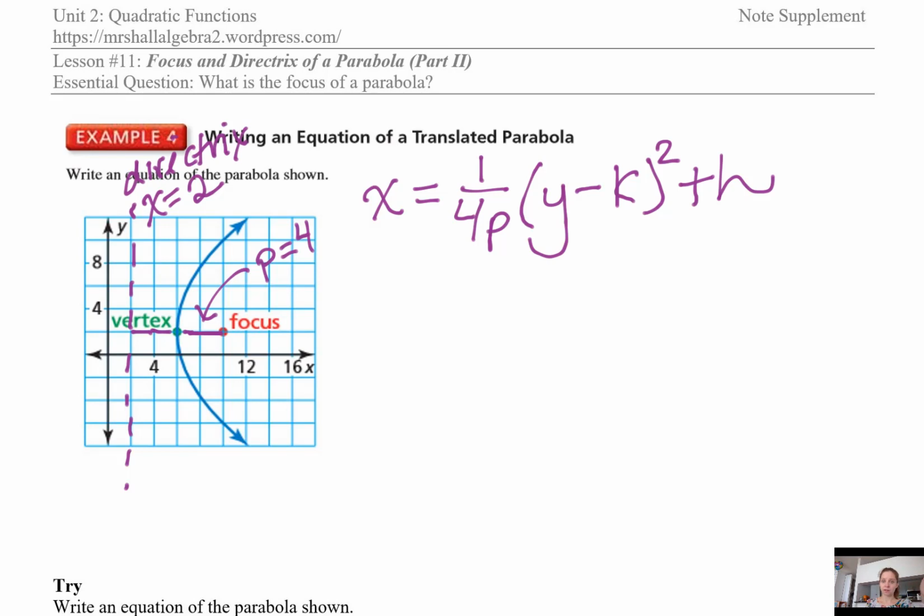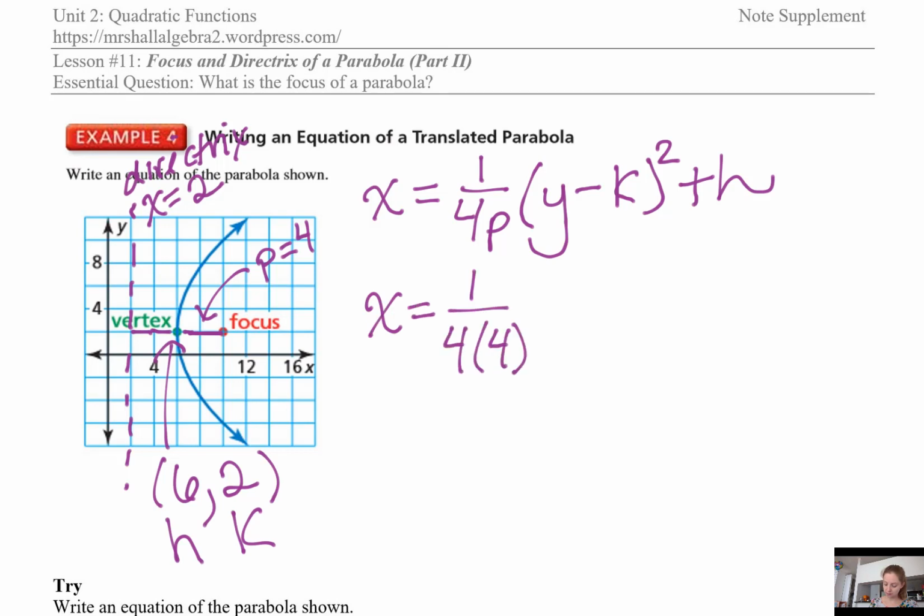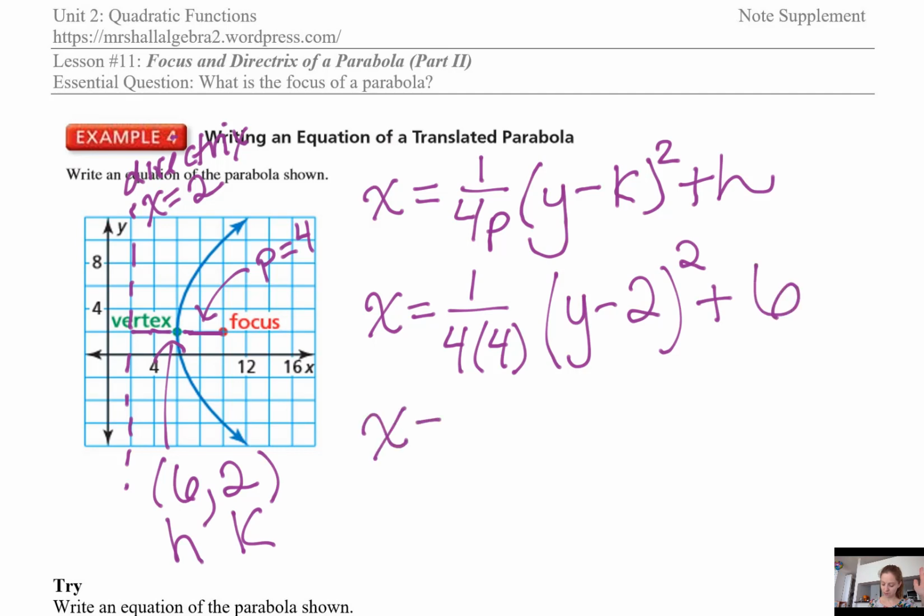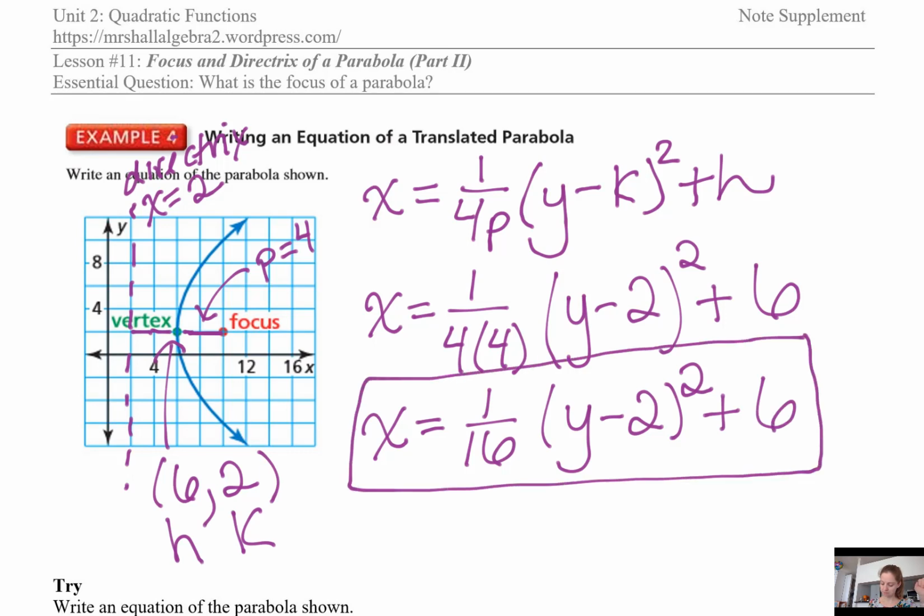I also need to identify the vertex of the parabola, which is labeled. I just need to know the point. So the vertex of the parabola is (6, 2). That is my h and k value. And I have enough information now. x equals 1 over 4 times p times (y minus k) squared plus h. x equals 1/16 times (y minus 2) squared plus 6. Done.